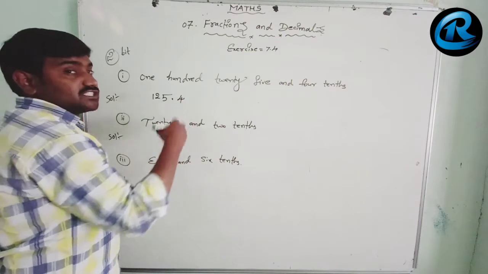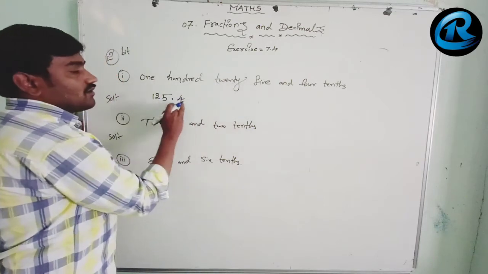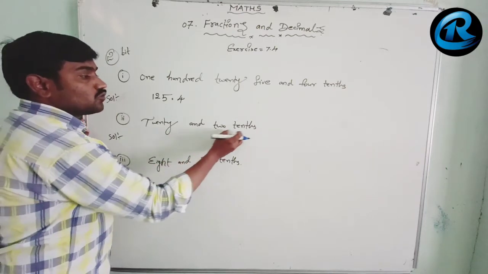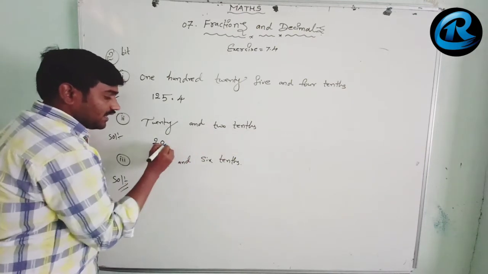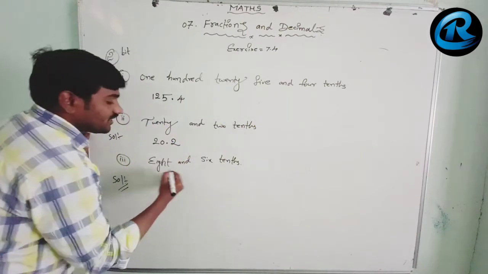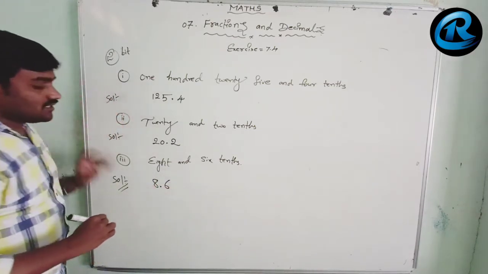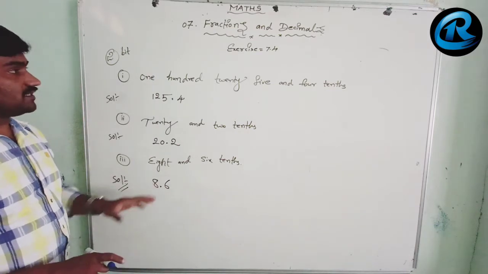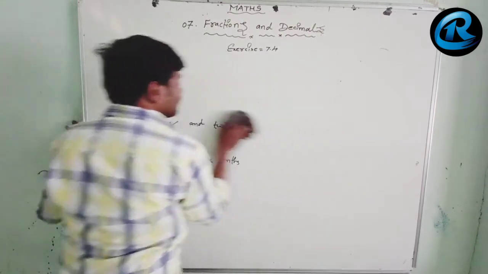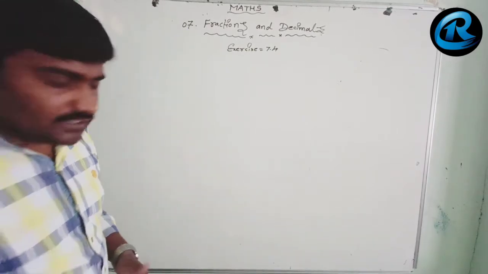Now we have 4 in the tens place, like 125 and 4 tens, 4 in the tens place. So 20 and 2 tens, 20 and point 2 tens, so 20.2, 2 in the tens place. So 8 and 6 tens, 8 and point 6 tens, so it will be 6 in the tens place. So very simple. Now we have completed this. Shall we go for the third bit now? Very easy bits actually. And we go for the third one.